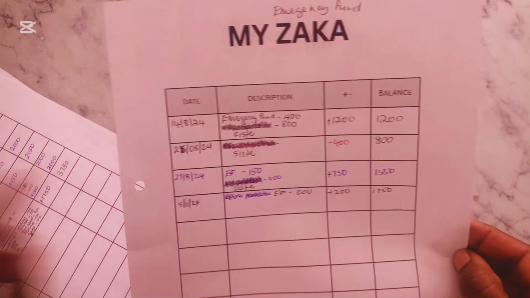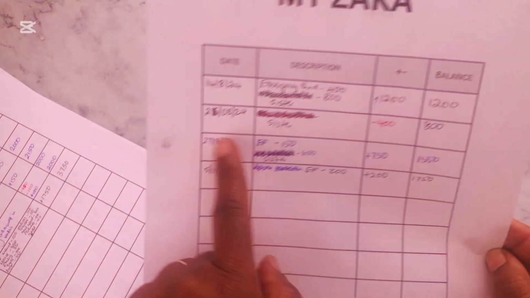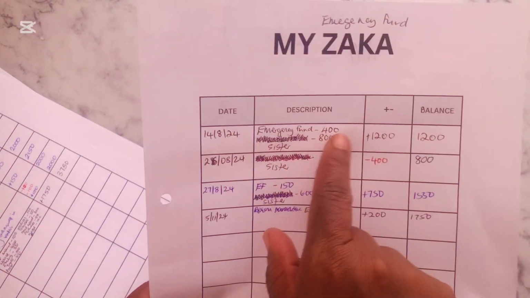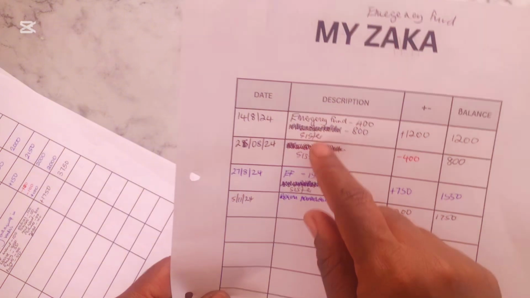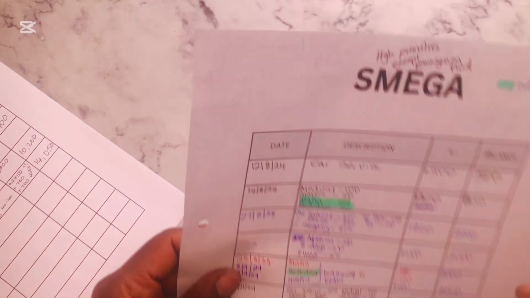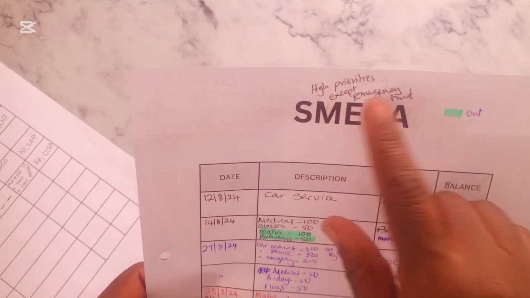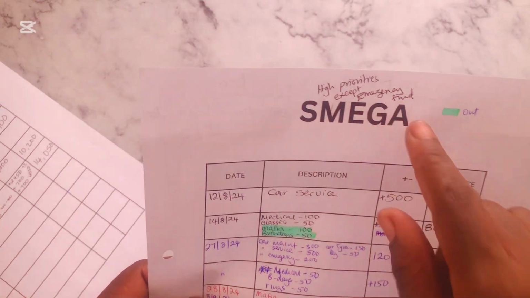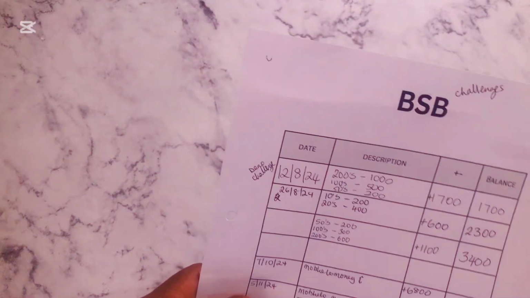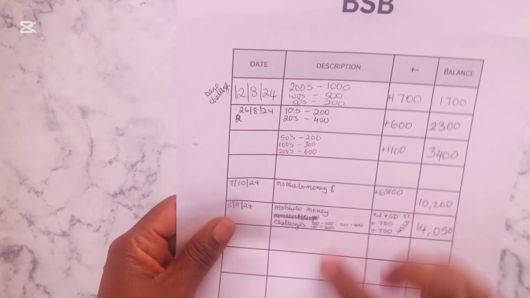Only emergency fund, like, my sister, I just crossed out her name, but it was my sister's. She had asked me to put some money away for her, so I just stashed it in here. That's my Zaka. And then in Smega, I had the high priorities except emergency fund. Every time I took out money, I'd highlight that I've taken that money out. And then also in here, I would have all my challenges. I had them in one place.